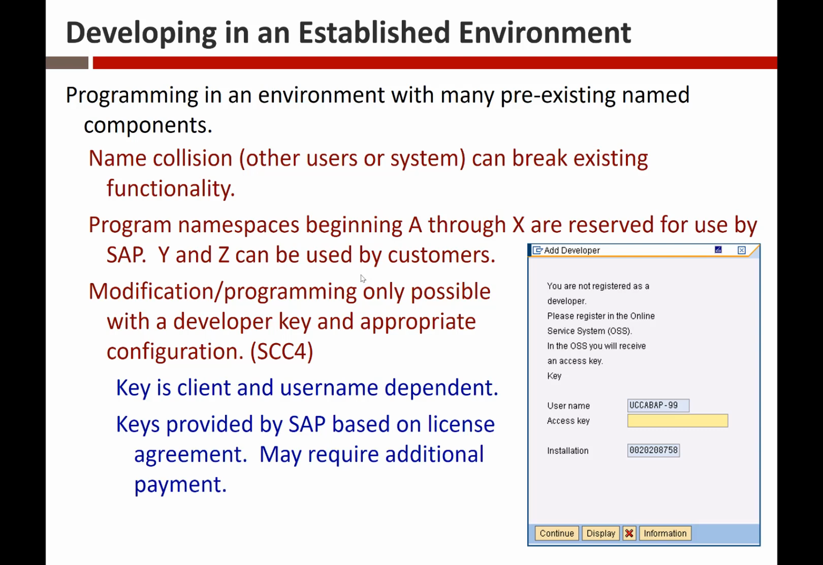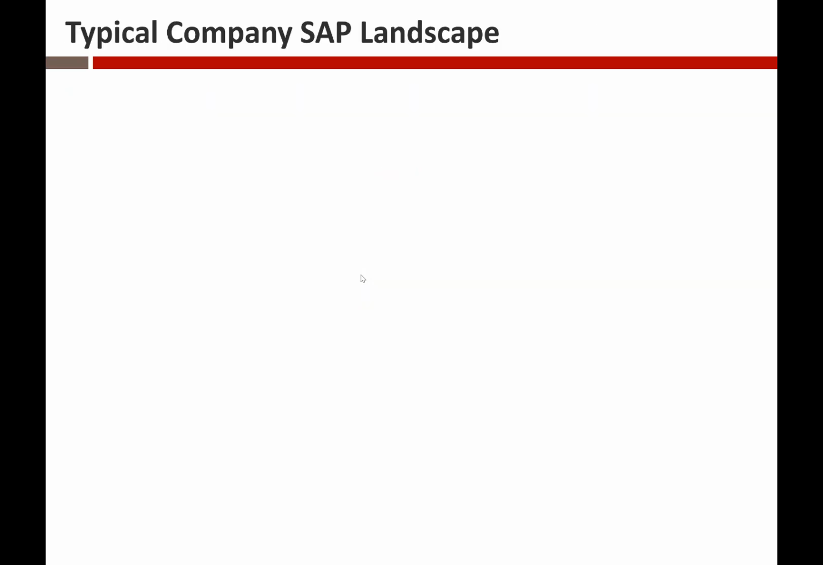How do you get these keys? Well, these keys are actually generated by SAP for your particular system, and you may actually have to pay for them. It would not be unusual for SAP to have a contract with a company that says we will give you 100 developer keys, but if you need more than 100, you'll have to pay for them. But there will be someone in your organization that is responsible for generating developer keys and giving them to people that should have them. Any questions about that?